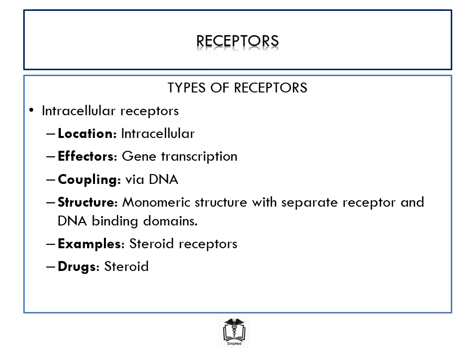The structure of the ligand domain typically is referred to as a monomeric structure with separate receptors and DNA binding domain. And examples of receptors that are classified as intracellular receptors are steroid receptors, and drugs that work on these receptors include steroids.